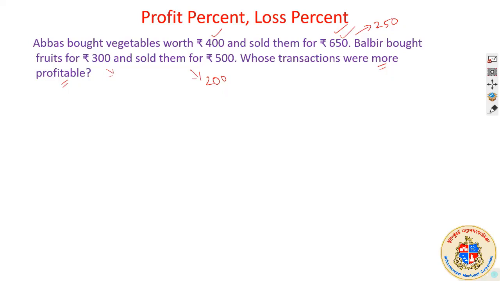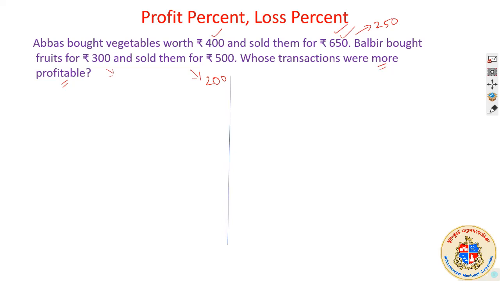Correct? If the question was who got more profit, we might have said that Abbas got more profit, but Abbas invested more also. So there comes the technique of analyzing the situation, converting it into out of 100. Now, how to do that? To do that, we need to use our technique of comparison of ratio or proportion. In that case, we have to express both of these in a very particular way.